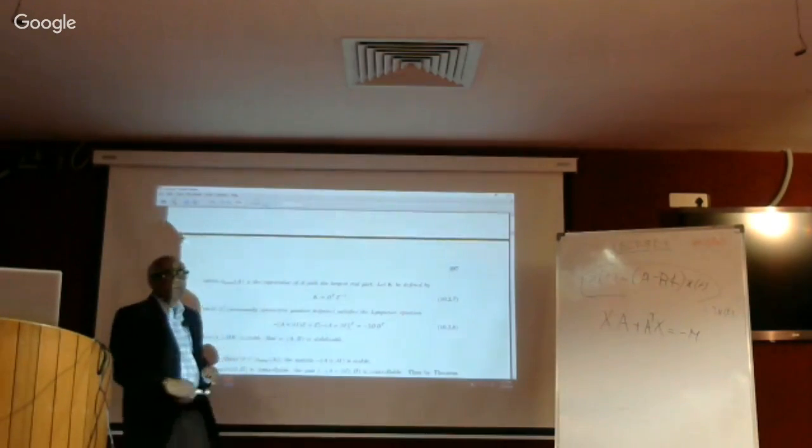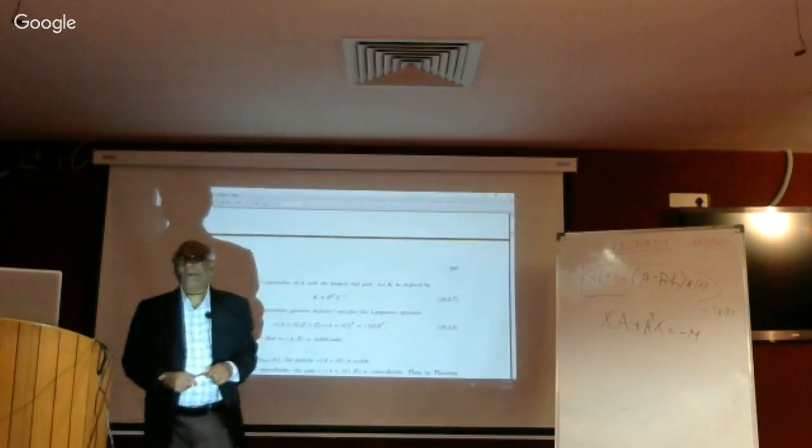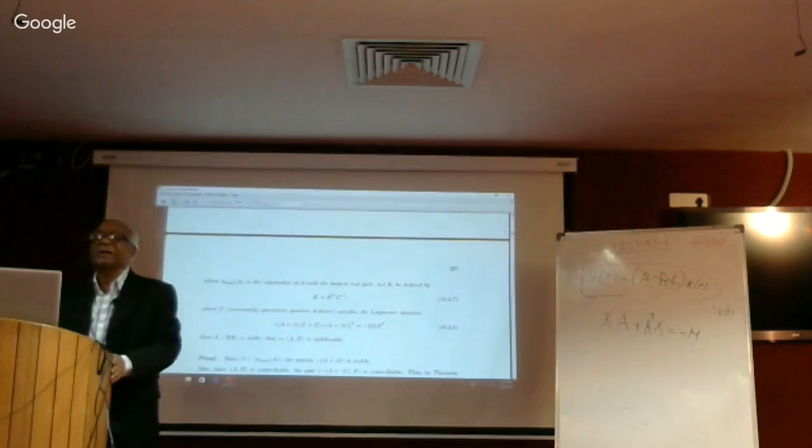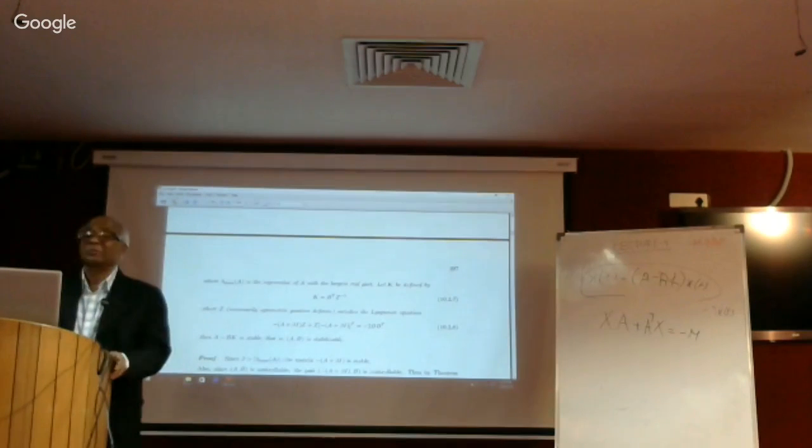What about the right hand side matrix? BB transpose is not necessarily a positive definite matrix. For example, if B is a single input, I mean it's a single input system, B is a vector, right? Say 1, 1, 1. Multiply by B transpose, you get a matrix with all the entries 1, which is not positive definite, it's positive semi-definite. So what should you do?